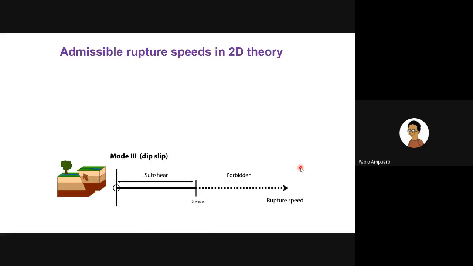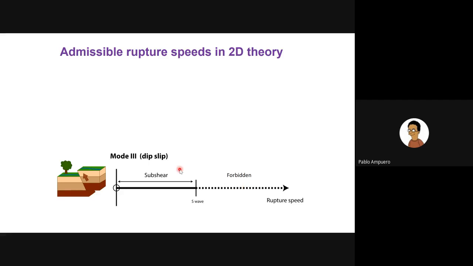Now, what do we know from 2D dynamic rupture theory? This is a classical theory about the admissible rupture speeds in earthquakes. One case is a pure dip slip earthquake. We call that also mode 3 in fracture dynamics. And this axis is the speed, rupture speed. And there are basically two domains, below the S wave and above the S wave. Below the S wave speed, any earthquake can propagate at those speeds, a dip slip earthquake, but not above the S wave speed. This is forbidden. We'll see later what happens here: it's energetically forbidden.